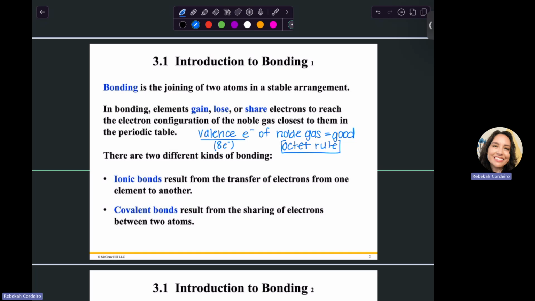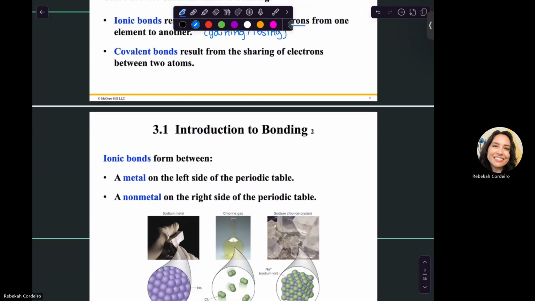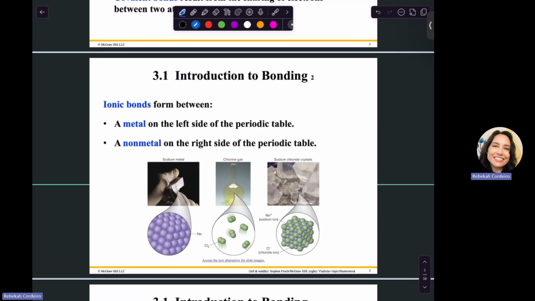If they're gaining or losing, so transferring electrons, this would be gaining or losing electrons. This is an ionic bond. If it's sharing of electrons, it's covalent. Ionic bonds are mostly between very different elements. If they are not going to share, they're going to be really different.